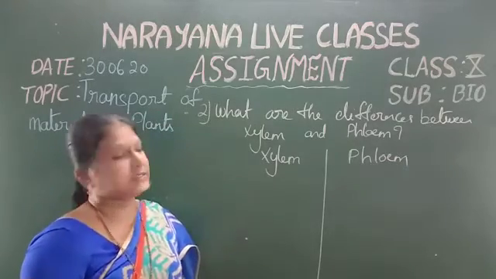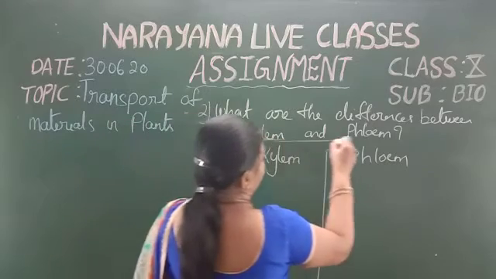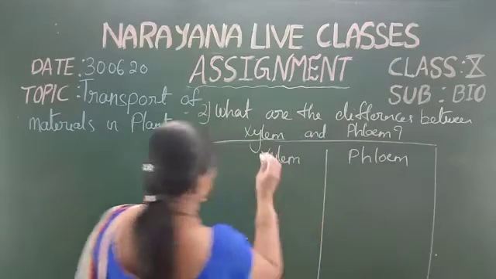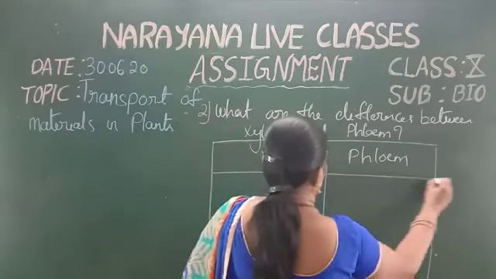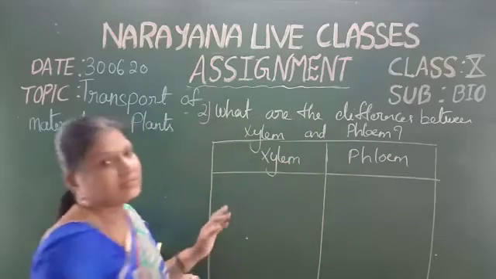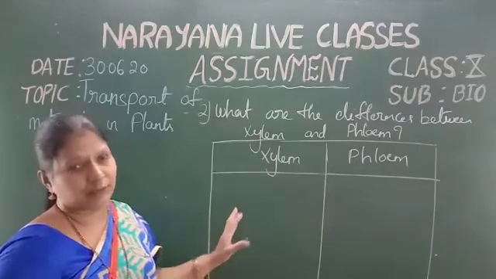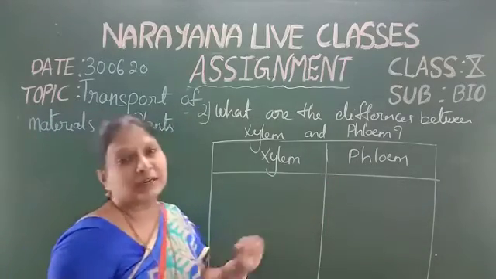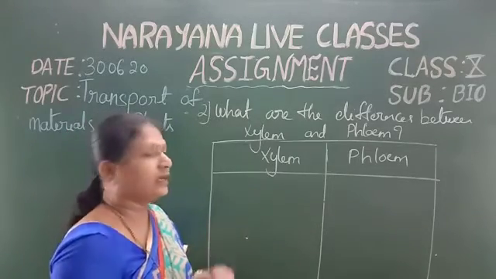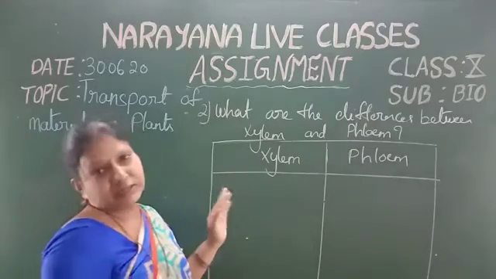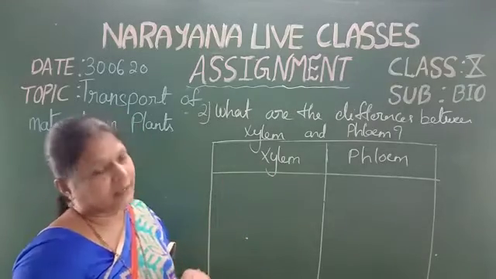The differences between xylem and phloem. Xylem provides transportation of water and minerals from the roots. Phloem transports food from leaves to different parts of the plant. Xylem is a conducting tissue and it provides only water and minerals.